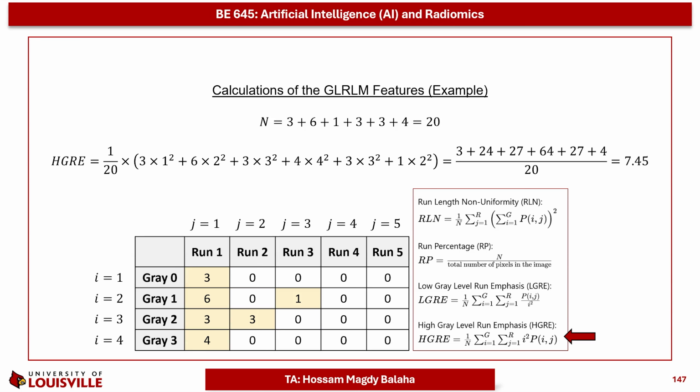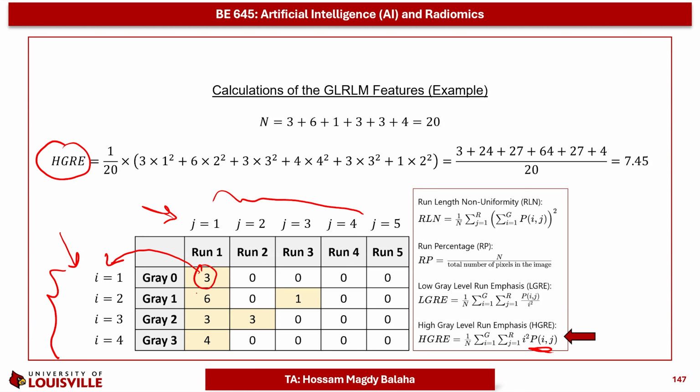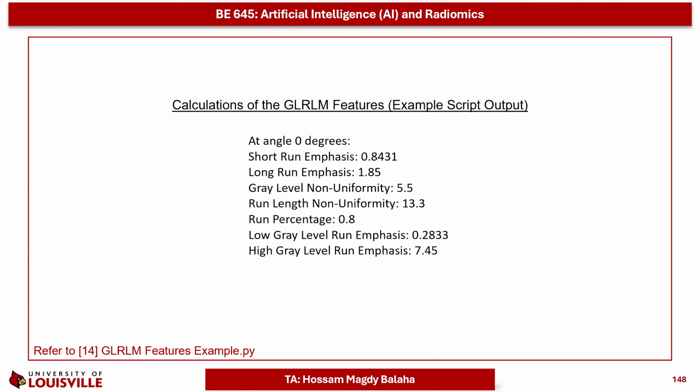What about the high gray level run emphasis? We are multiplying by the I square. We have a probability, and instead of dealing with J, now we are dealing with I. So once you find a gray level in the definition, deal with I. Once you find run length in the definition, deal with J. So here 3 multiplied by 1 square, 6 multiplied by 2 square, 1 multiplied by 2 square, 3 multiplied by 3 square, 3 multiplied by 3 square, and 4 multiplied by 4 square. Sum all of that, divide by 20, you will find that value. Now we need to code a script to calculate all of these features automatically based on the calculated run length matrix.